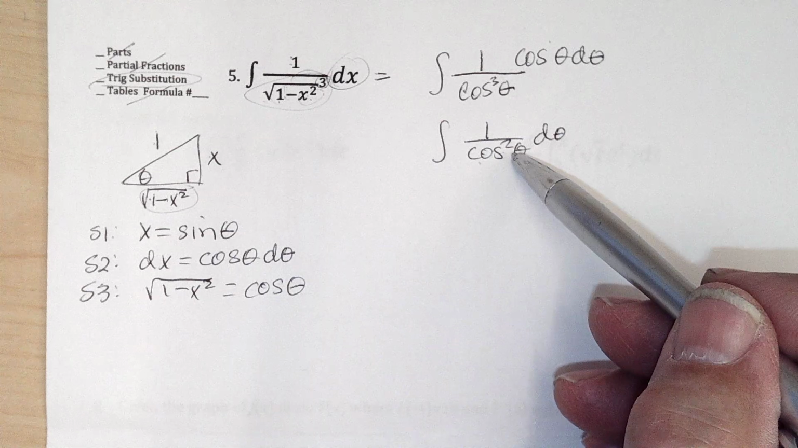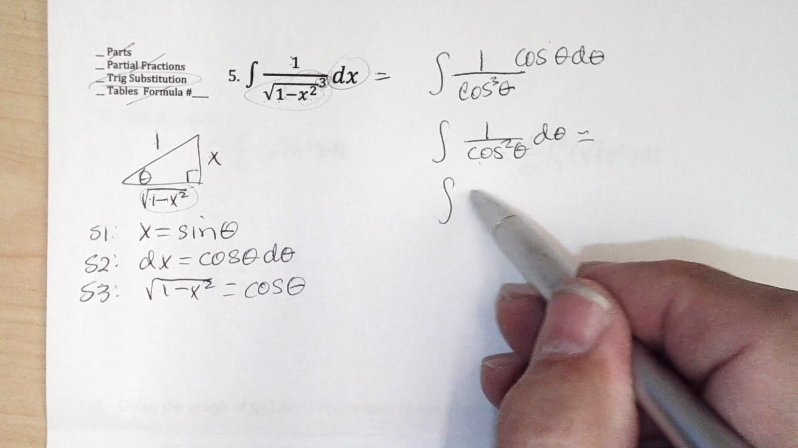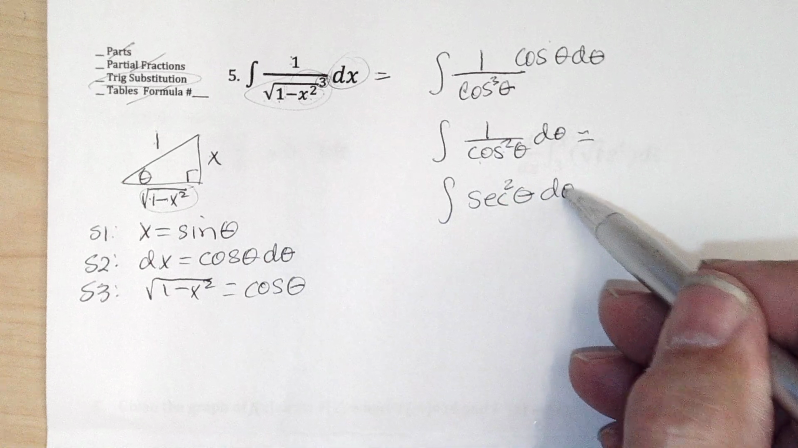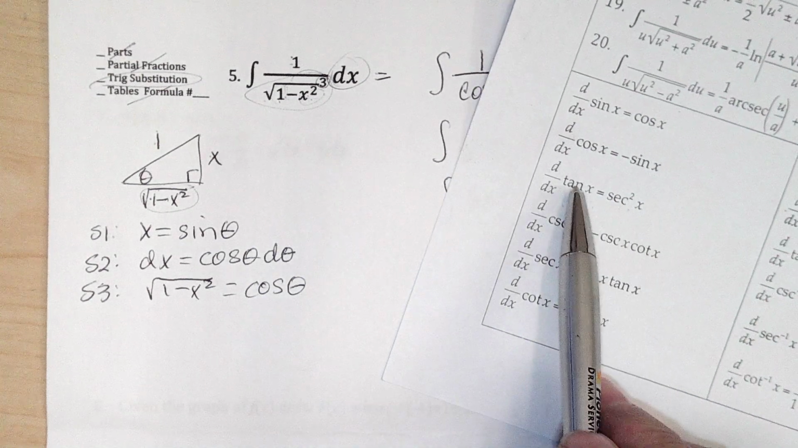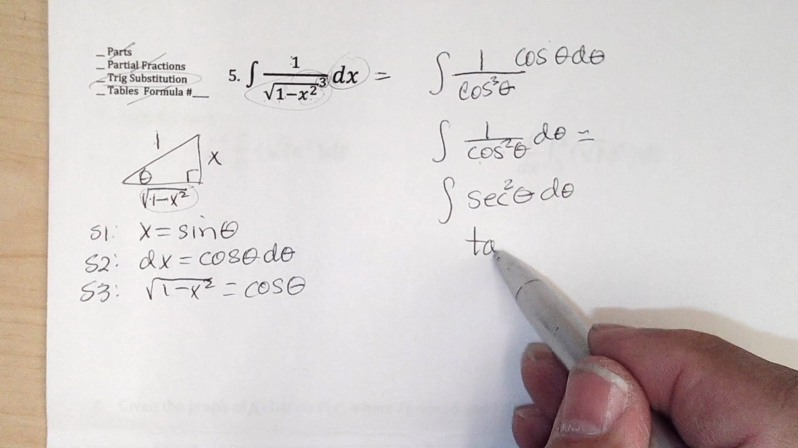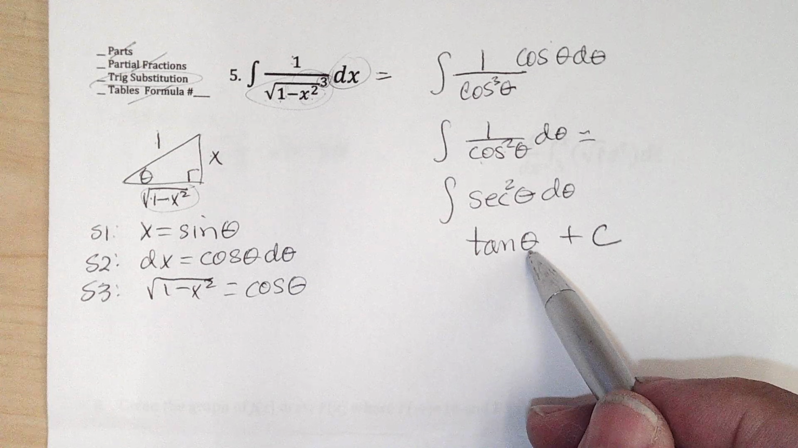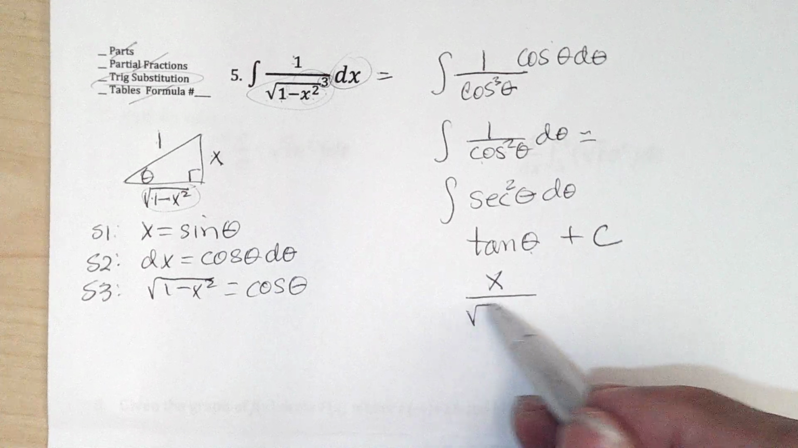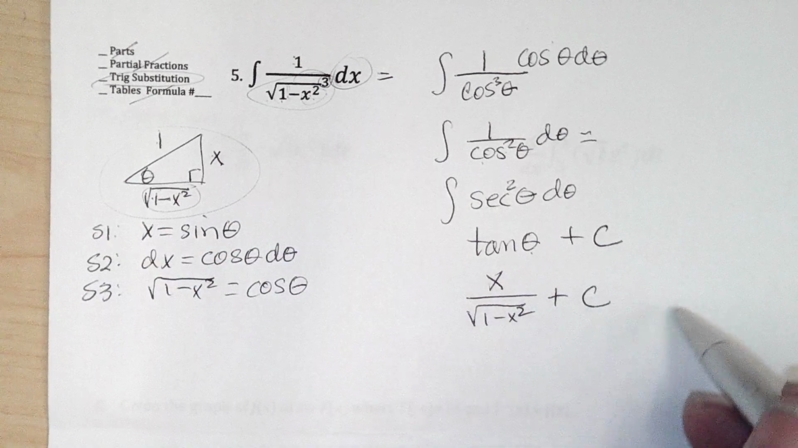But cosine in the denominator is like a secant in the numerator. So this would be secant squared d theta. And then, fortunately, I recognize that secant squared is the derivative of tangent. So the antiderivative of secant squared is tangent theta. But this is theta. I got to go back to my x's. And so my x's, the tangent, is x over square root of 1 minus x squared based on my triangle. And I'm done.